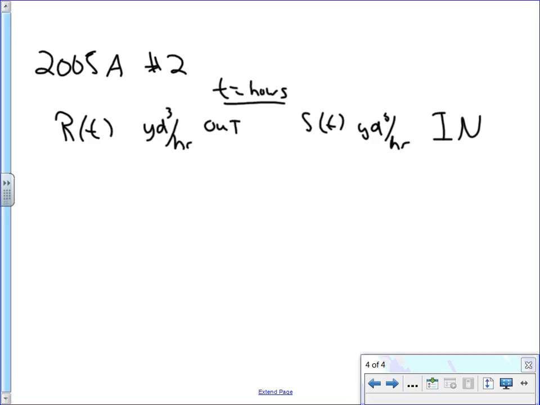So when we go forwards to acceleration, what are we going to call that? R prime. We're going to call that S prime. One thing at a time. Okay? And that'll be yards cubed per hour per hour. The rate of change of the rate of change. However, you want to write the units twice, or you can write them.